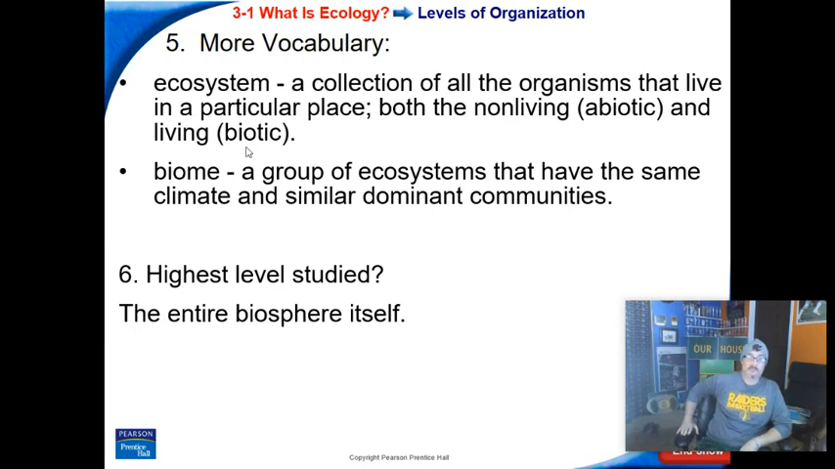Okay, a biome is a group of ecosystems that have the same climate and similar dominant communities. And the highest level studied is the entire planet. Although typically ecologists specialize in one type of biome, or one area, one region. Because obviously the different biomes in the different regions all over the planet are distinctly different, and it's really tough to specialize in all of those, or even more than one, many times.